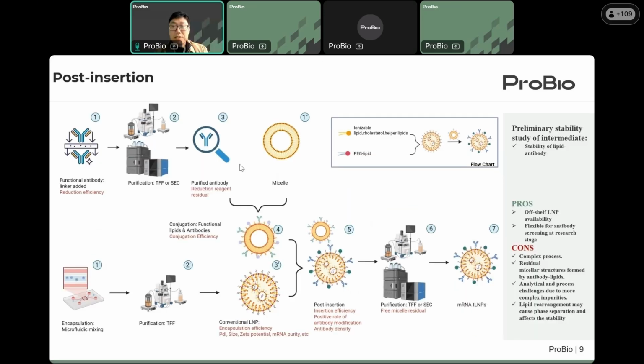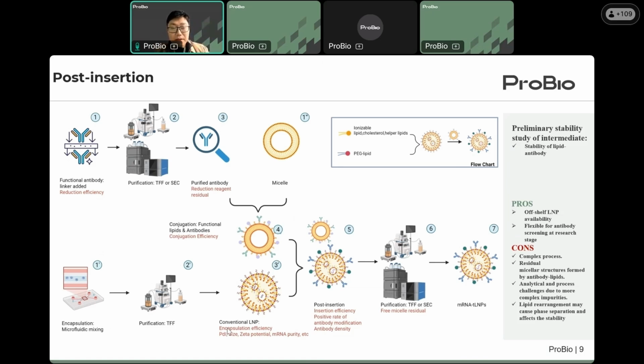And the third pathway here, we call it post-insertion. So what does it mean? When you do the antibody reduction, you directly link the reduced antibody to the PEG lipid with maleimide or azide PEG. So this gives you a quite polydispersed micelle. It's not monodispersed, it's quite polydispersed. The size may be like dozens of nanometers. So itself, it looks like a surfactant, something like that.